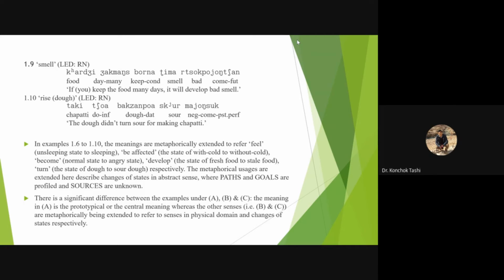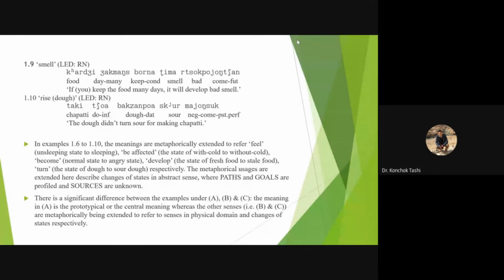Now, in these examples, the meanings are metaphorically extended to refer to feel, from an unsleeping state to a sleeping state; be affected, the state of cold or without cold; become, from a normal state to an angry state; develop, the state of fresh food to stale food; turn, the state of dough to sour dough, respectively. The metaphorical usages are extended here to describe the changes of states in an abstract sense, not physical, where paths and goals are profiled and sources are unknown.